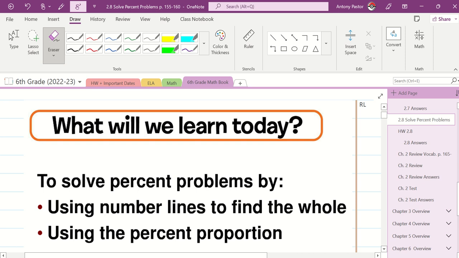P. Today we are going to be doing Chapter 2, Lesson 8, and this is for 6th grade math. Today we are going to be solving percent problems by using number lines to find the whole and using percent proportion.